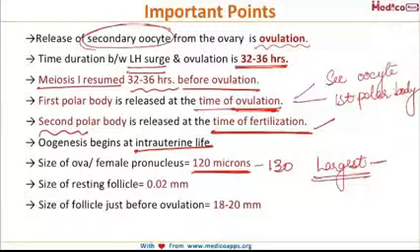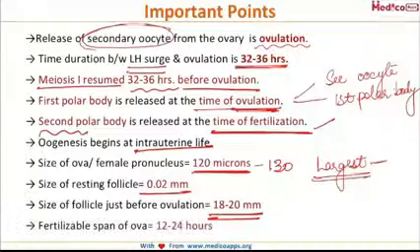Now what is the size of the resting follicle? It is somewhere around 0.02 mm. At what size does the follicle ovulate? It is 18 to 20 mm. And one more very important question: what is the fertilizable span of the ova? For how long can an ovum, when released, be fertilized? The answer is 12 to 24 hours. And in contrast, the time period for which a sperm can fertilize the ova is 48 to 72 hours.